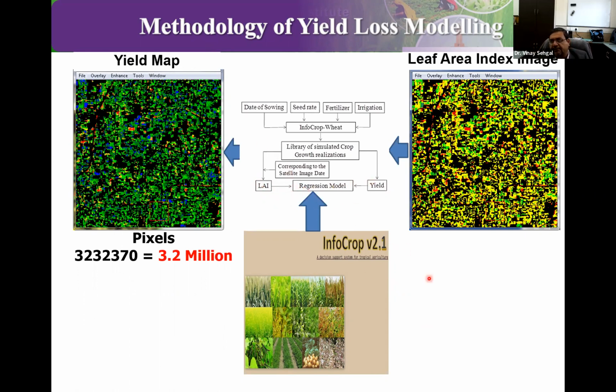And once you have developed that regression model from simulation, from remote sensing data you now have a leaf area index image. And you have a model where leaf area on that day versus yield gives the relation. So you apply that.